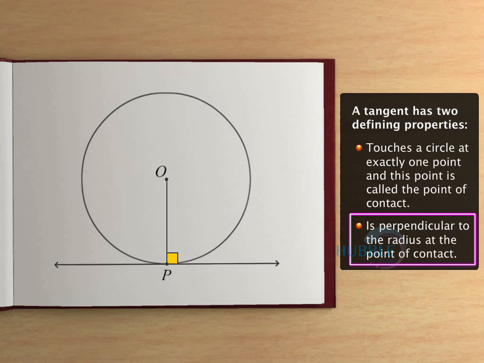In fact, the second defining property of a tangent can be stated as a theorem. Let's state this property as a theorem and prove it mathematically.